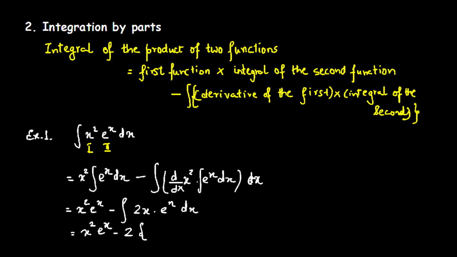Now what we have, we again have integration by parts, so we have to integrate the second term, which is integration of x times e raised to the power of x dx. So following the same method, that should finally give us x e raised to the power of x minus e raised to the power of x plus c.